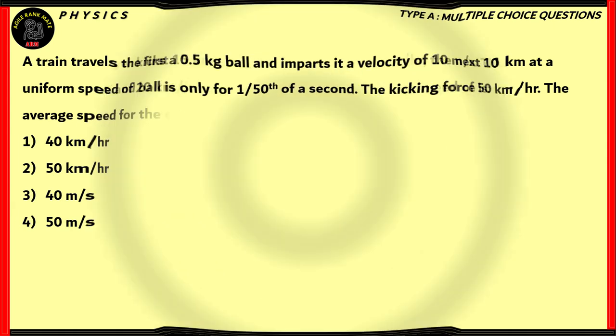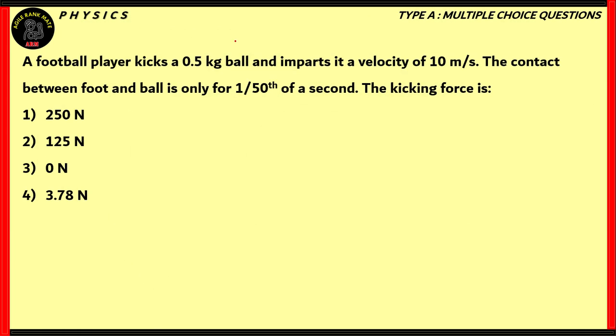Now, let's look at another question. A football player kicks a 0.5 kilogram ball and imparts it a velocity of 10 meters per second. The contact between foot and ball is only for 1/50th of a second. What is the kicking force? Well, 0.5 kilograms is the mass of the ball. The velocity of the ball is 10 meters per second.